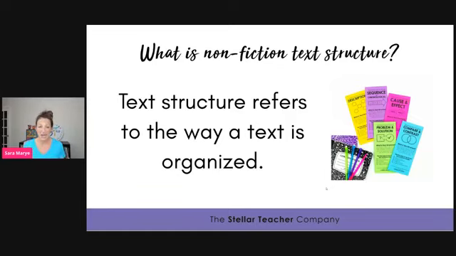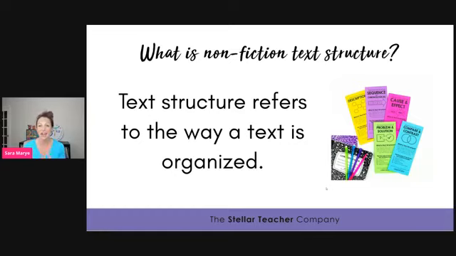But I quickly realized that text structure is much more than a standard. It's much more than a standalone concept that we teach and then move on to another comprehension skill. It really is such an important strategy to help our students understand nonfiction text. So when we talk about text structure, we're talking about how authors choose to organize information in the text.